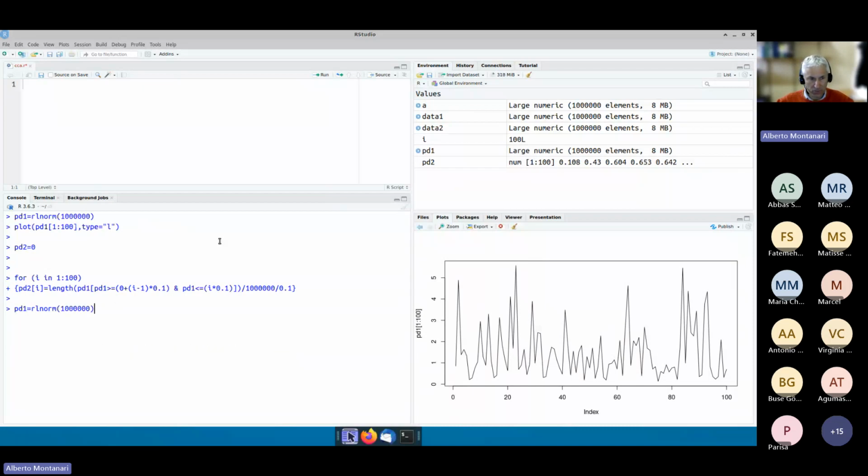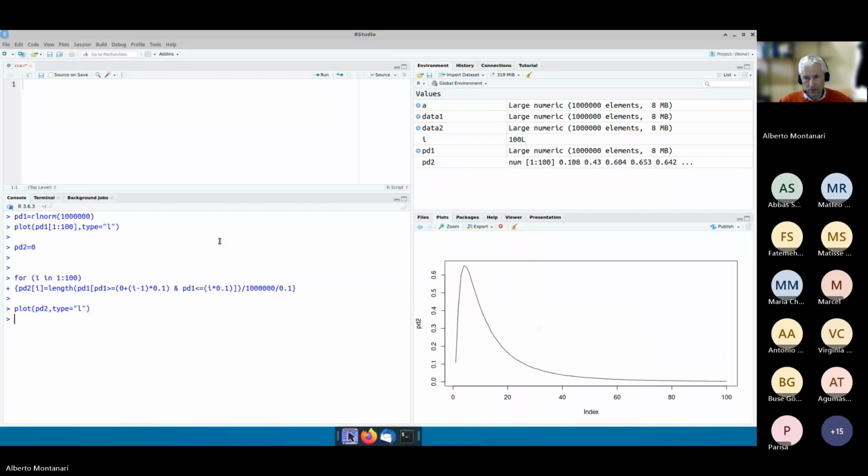Okay, I have the plot of PD2 here, plot PD2 type equal line. Magic. The probability density is not uniform anymore. And what can you observe here?